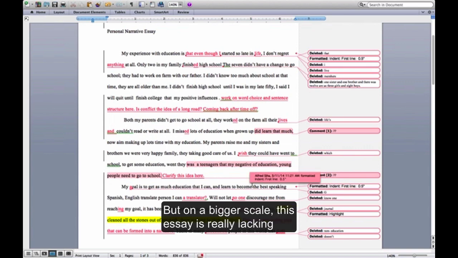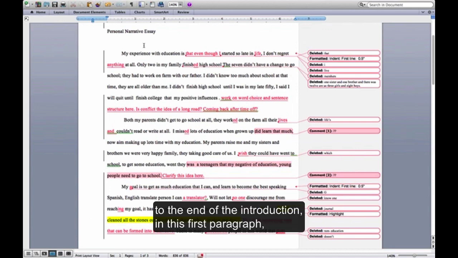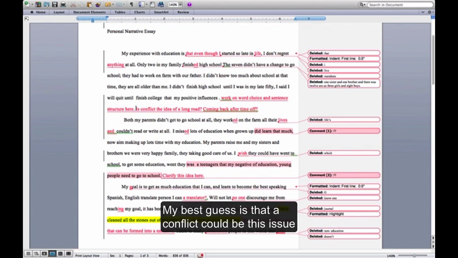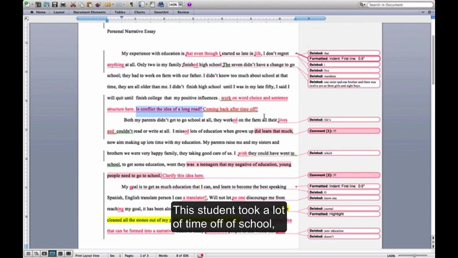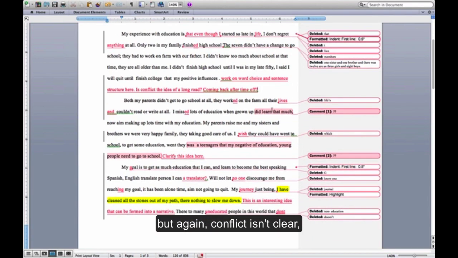But on a bigger scale, this essay is really lacking any central conflict. So by the time we get down to the end of the introduction in this first paragraph, you should be able to see a conflict. And it isn't really clear here. My best guess is that a conflict could be this issue of education being a long road, being a long journey back. This student took a lot of time off of school and is returning back to the classroom. But again, conflict isn't clear. There is no real clear thesis statement or much of a strong introduction.